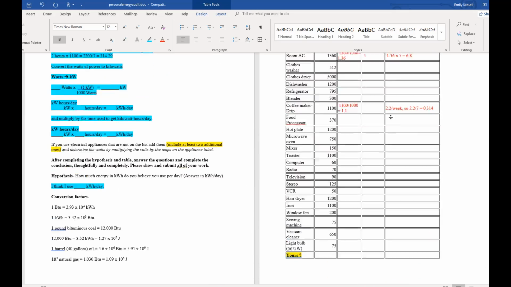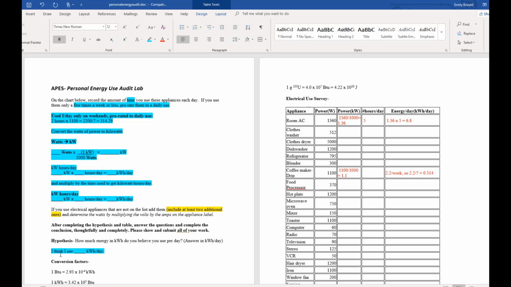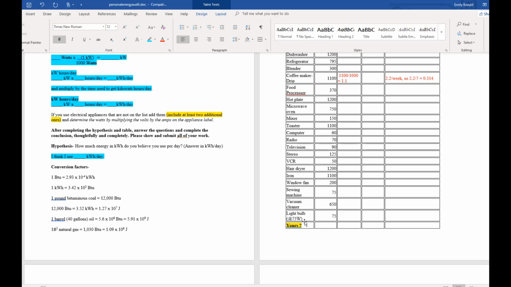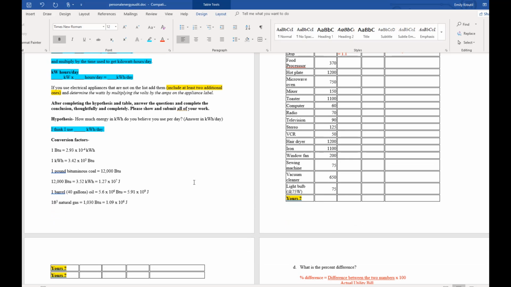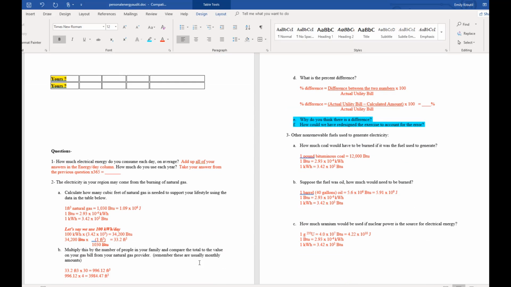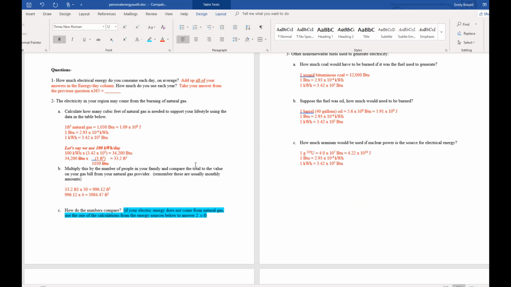So here we've got everything for you. For this one, you do not need a lab report. You'll need the calculations at the beginning that we discussed, how to fill out this data table. You'll need the 2 extra appliances. You can put 3 if you want, but you need at least 2. You'll need your hypothesis, and it doesn't have to be an if-then kind of one. You can just say, I think I use this many kilowatt hours per day. You'll do these questions, which include these calculations, which remember are really important because that's what we're going to use on the AP exam. We're going to do questions like that.